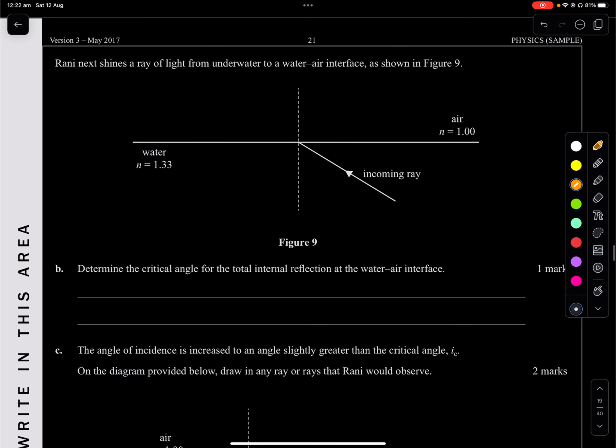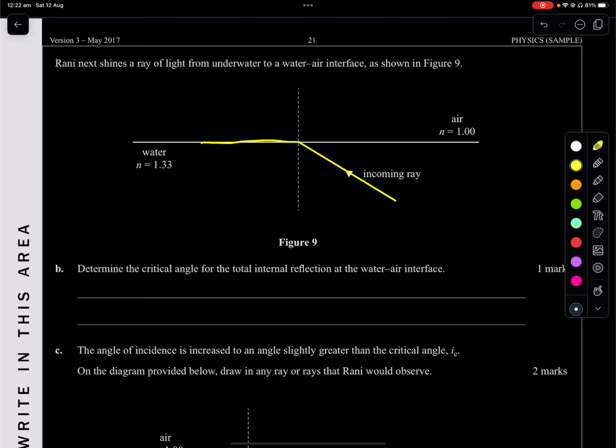So Ronnie next shines a ray of light from underwater to a water-air interface as shown. Determine the critical angle for the total internal reflection at the water-air interface. So this ray's coming in, you can see.